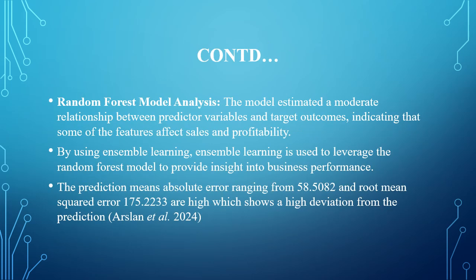The random forest model also shows a moderate correlation between the variables and the target outcome, indicating some features matter. Using ensemble learning, the random forest model provides insight into business performance. The mean absolute error is 58.5022 and the root mean squared error is 175.223, showing high deviation.